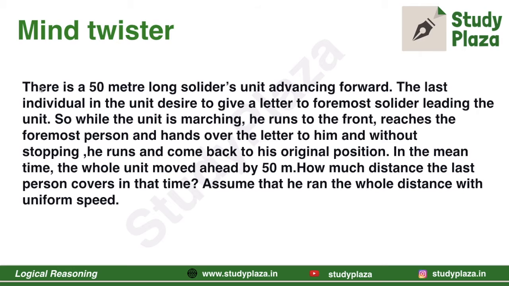Now let us move to the new question. We will first read the statement of the question, and the statement is, there is a 50-meter long soldiers' unit advancing forward. The last individual in the unit desired to give a letter to the soldier leading the unit. So, while the unit is marching, he runs to the front, reaches the foremost person, and hands over the letter to him, and without stopping, he runs and comes back to his original position. In the meantime, the whole unit moved ahead by 50 meters. How much distance does the last person cover in that time, assuming that he ran the whole distance with uniform speed?